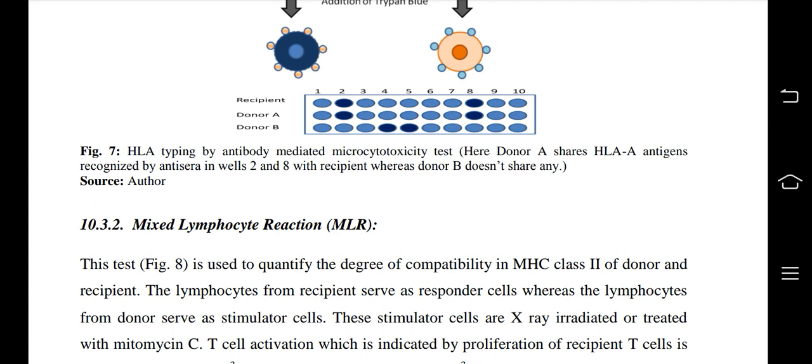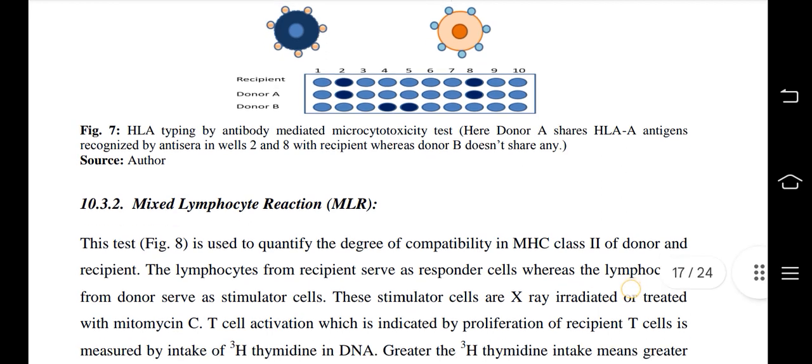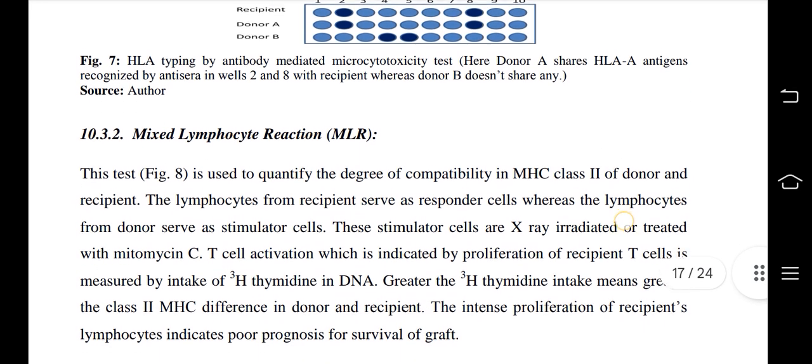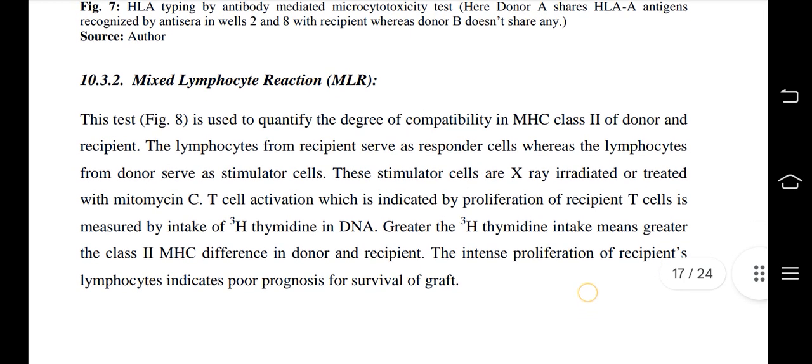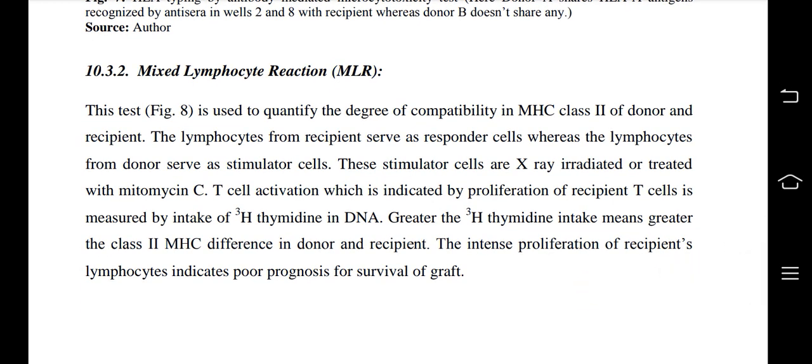Then mixed lymphocyte reaction, or MLR. This test is used to quantify the degree of compatibility in MHC class 2 of donor and recipient. The lymphocytes from the recipient serve as responder cells, whereas the lymphocytes from the donor serve as stimulator cells. These stimulator cells are X-ray irradiated or treated with mitomycin C.